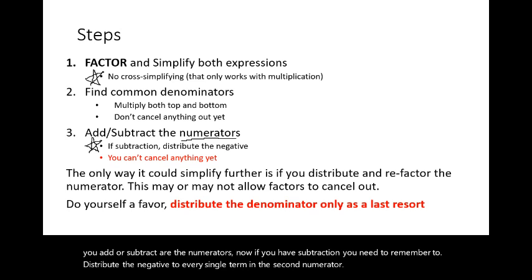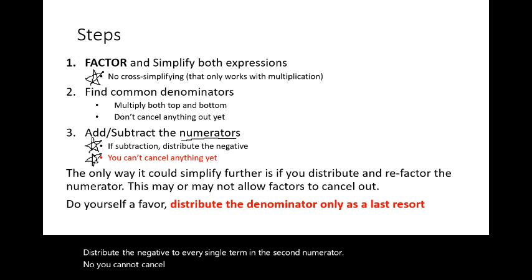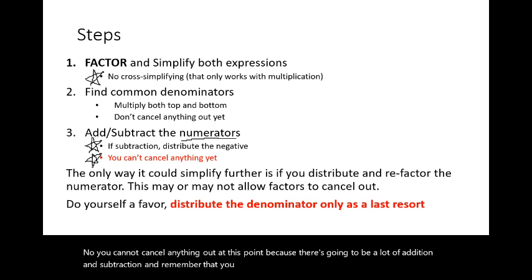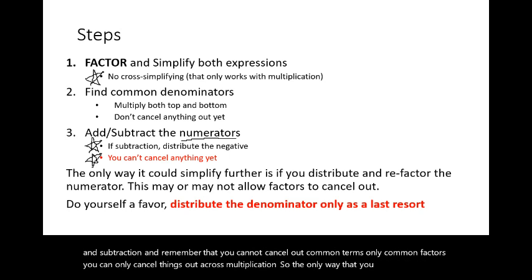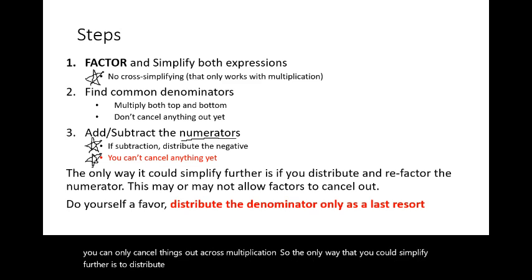Now, you cannot cancel anything out at this point because there's going to be a lot of addition and subtraction, and remember that you cannot cancel out common terms, only common factors. You can only cancel things out across multiplication. So the only way that you could simplify further is to distribute the numerator and refactor it if possible. This may or may not allow you to cancel out common factors with the denominator.